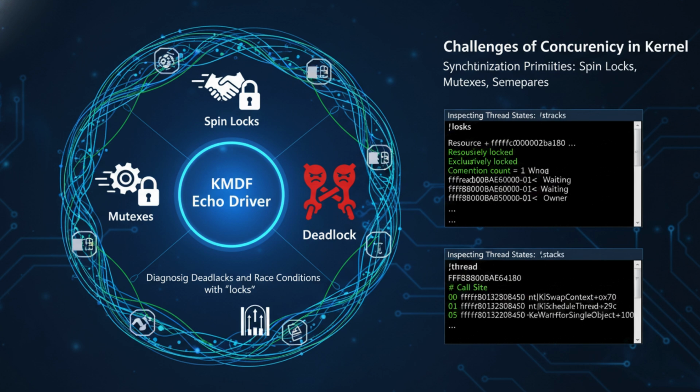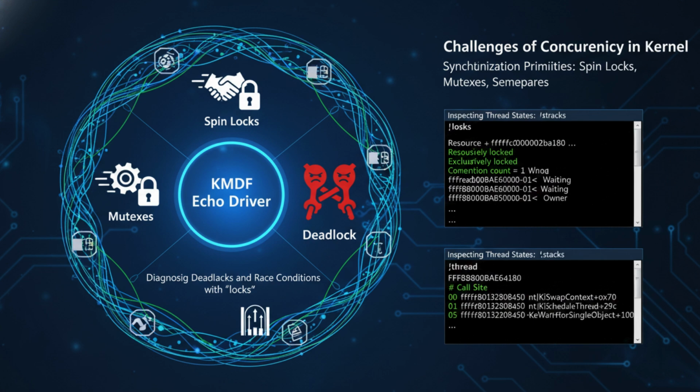In the multi-threaded, preemptive environments of the Windows kernel, concurrency issues are among the most challenging to debug. Drivers, including our KMDF Echo driver, frequently need to protect shared data structures from simultaneous access by multiple threads, using synchronization primitives like spin locks, mutexes, and semaphores. When these primitives are used incorrectly, they can lead to dreaded deadlocks, where threads endlessly wait for resources held by each other, or race conditions, causing data corruption.